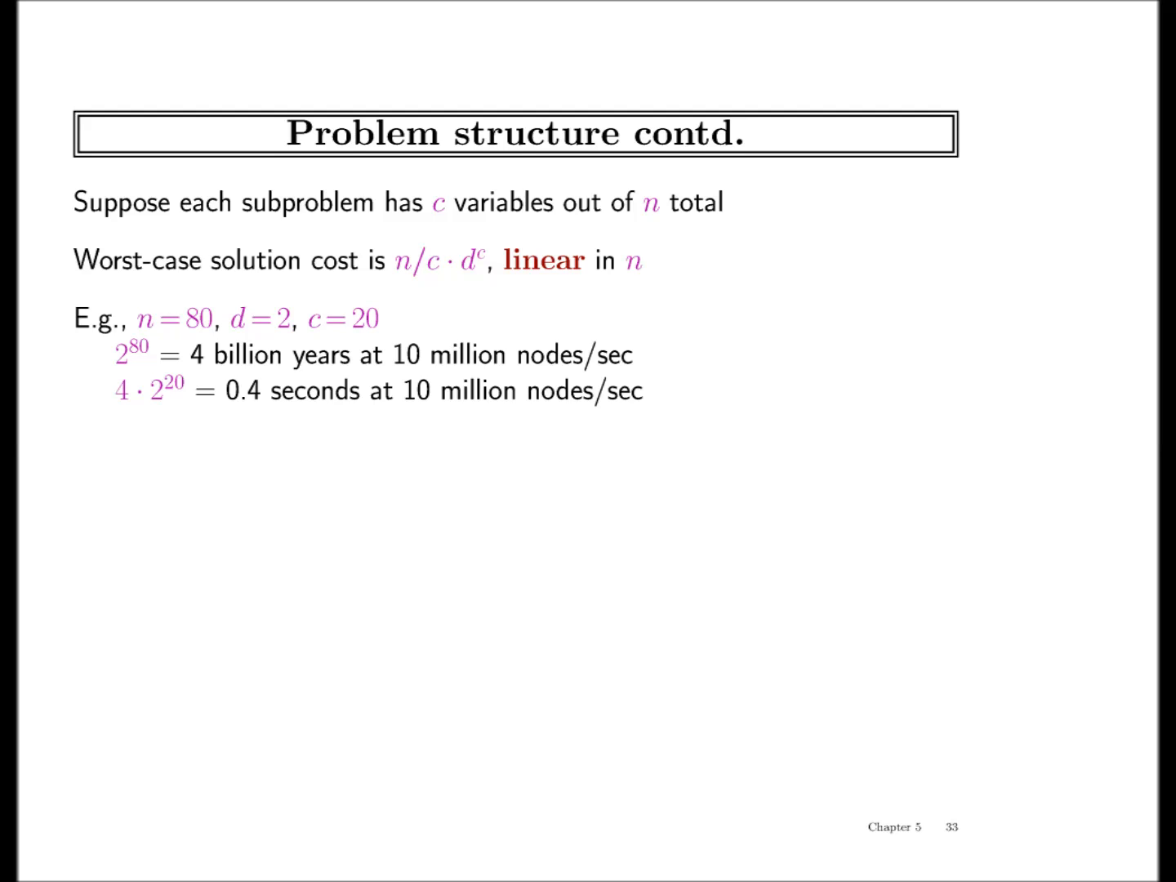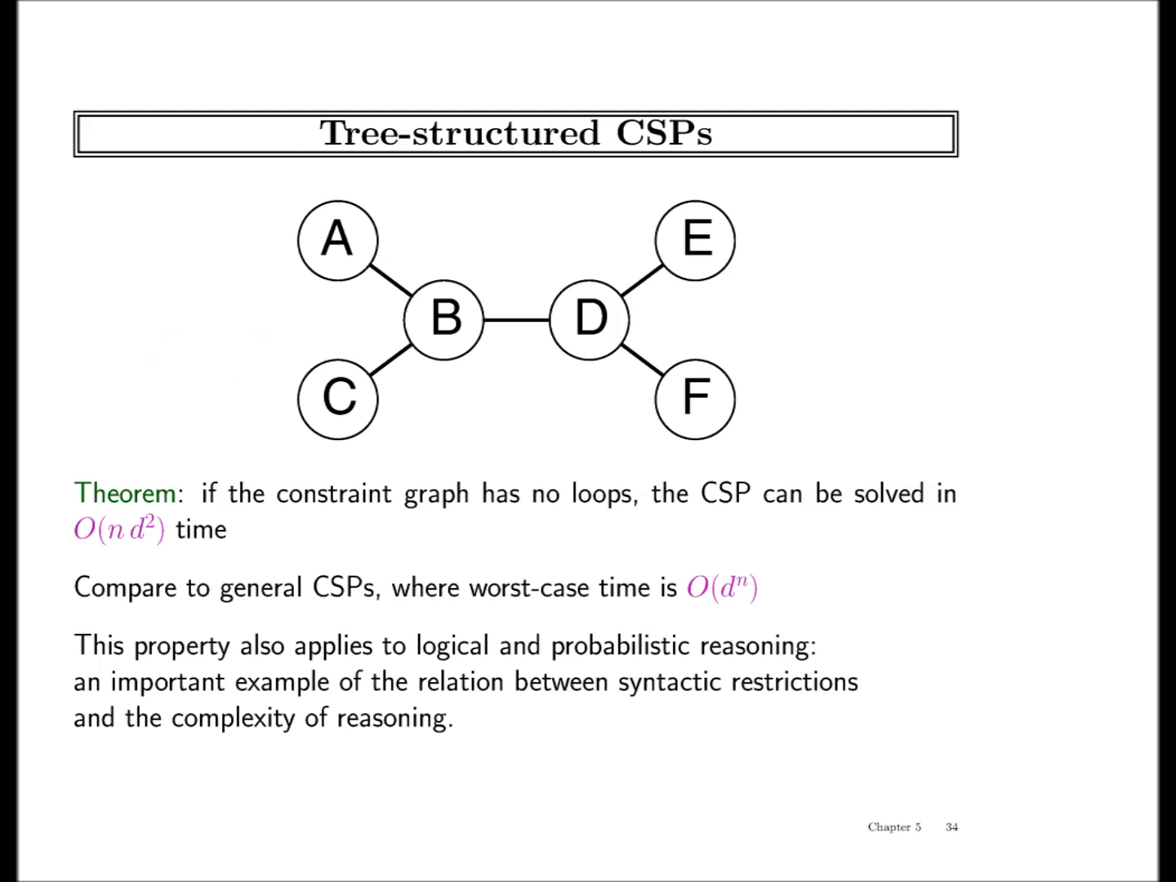But here is what we were getting to when we said we will choose SA first, and that was this notion of tree-structured CSPs. So here's the theorem. If the constraint graph has no loops, that is, it's tree-structured, then this CSP can be solved in order n d squared time. Now we are close to exponential; we're talking low order polynomial, extremely low.